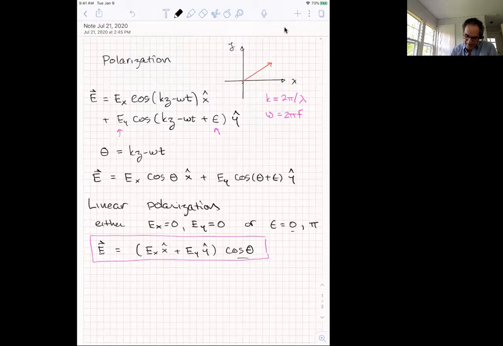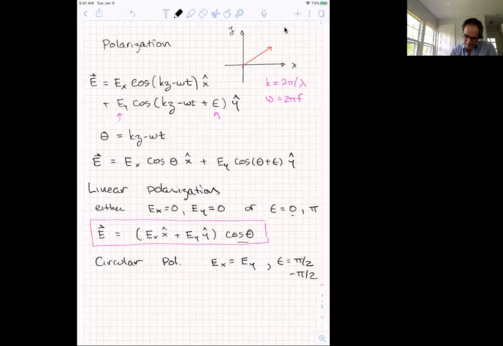The second important case is circular polarization. And here we know from our investigation just a moment ago that we must have the amplitudes of the x and y components be equal, and we need the phase difference to be pi over 2, or in fact minus pi over 2 would also work.